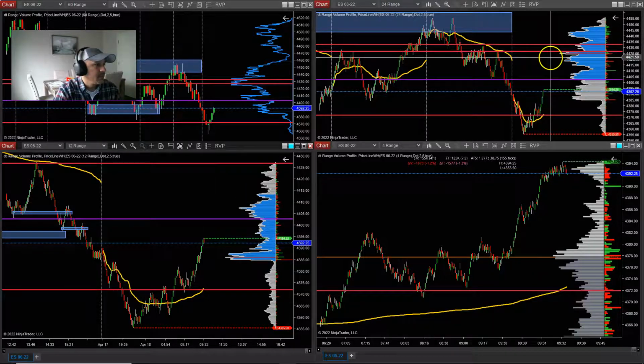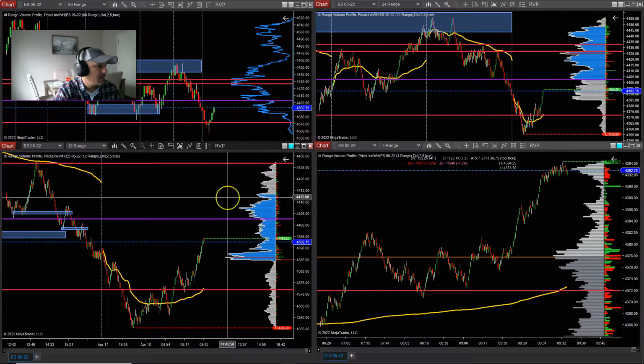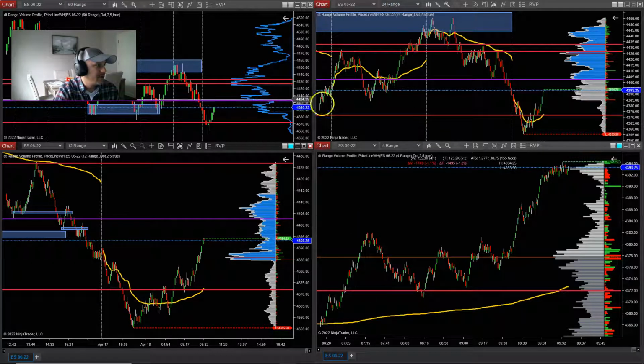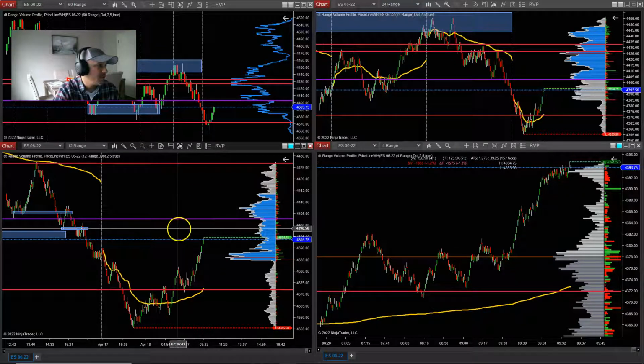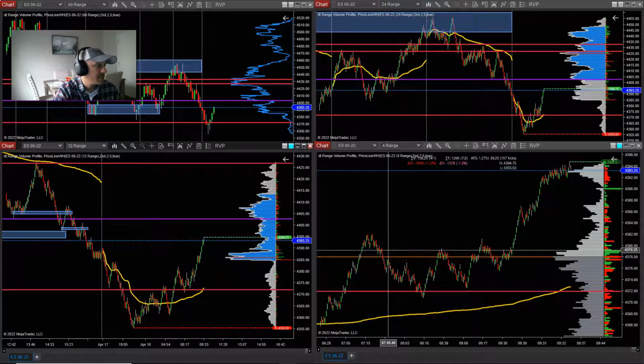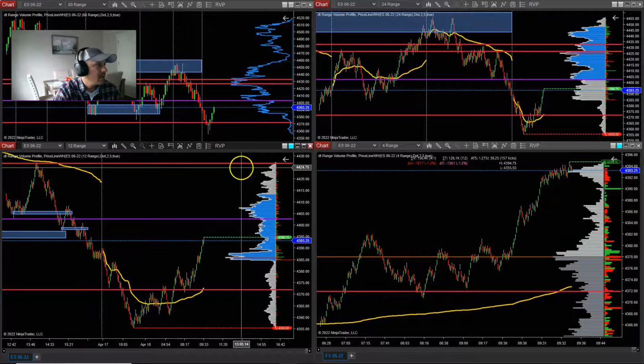But this is my charting layout here. I have a 60 range upper left, upper right 24, 12 down low, and then 4 down in the right hand corner. All right.